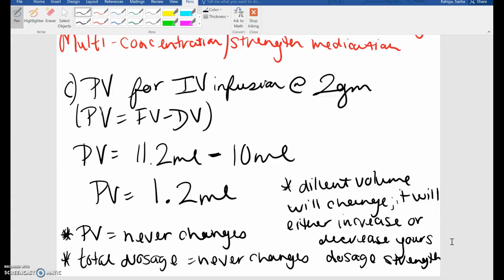So the more diluent you add to a container, the lower the concentration is, or the lower the dosage strength would be. The less diluent you add to your medication, the higher the dosage strength will be.